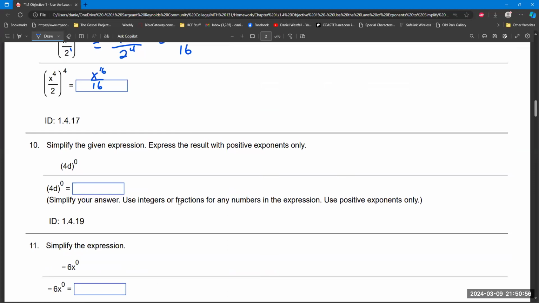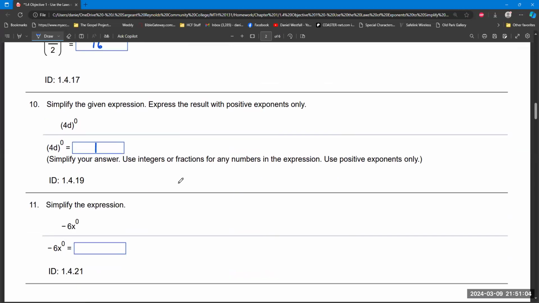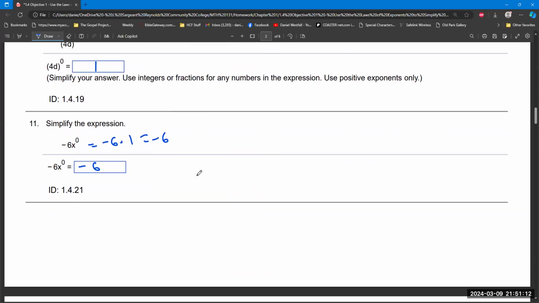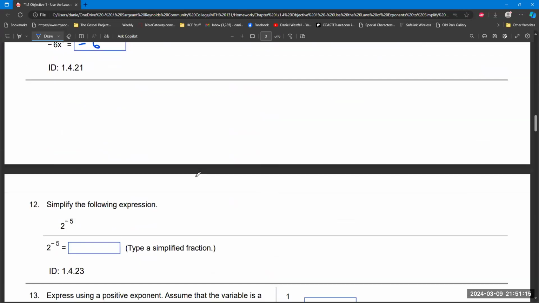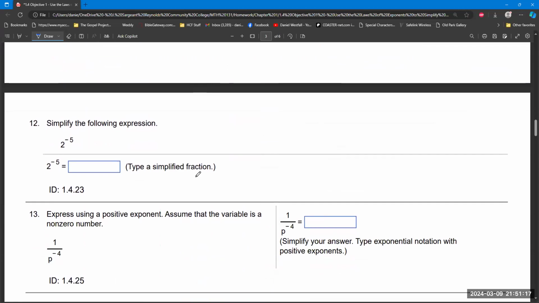Assuming that d is not 0 here, any non-zero number raised to the 0 power is 1. So this is going to be negative 6 times 1, which is negative 6. Again, we assume all bases are positive numbers there.